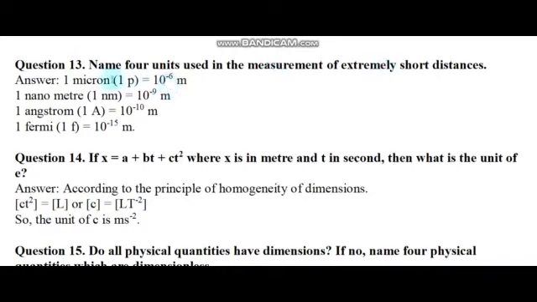Micron. So 1 micron is 10 to the power minus 6 meter. 1 nanometer is 10 to the power minus 9 meter. 1 angstrom is 10 to the power minus 10 meter. And Fermi is still very smaller, 10 to the power minus 15 meter. Bacteria and such can be visible under a microscope because the size of bacteria comes under this order. Angstrom is atomic size and Fermi is nuclear size. So these are the 4 various units for measuring very short distance.